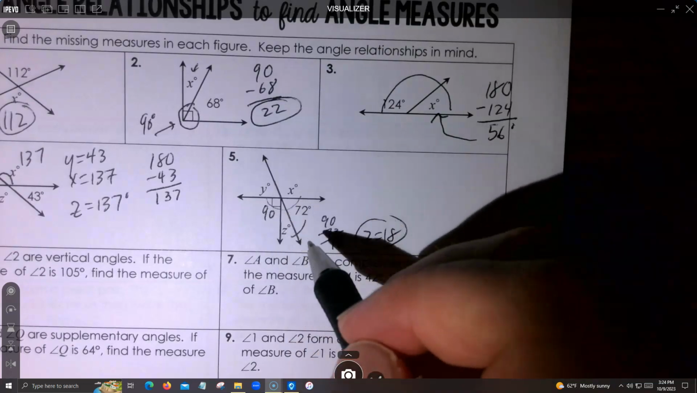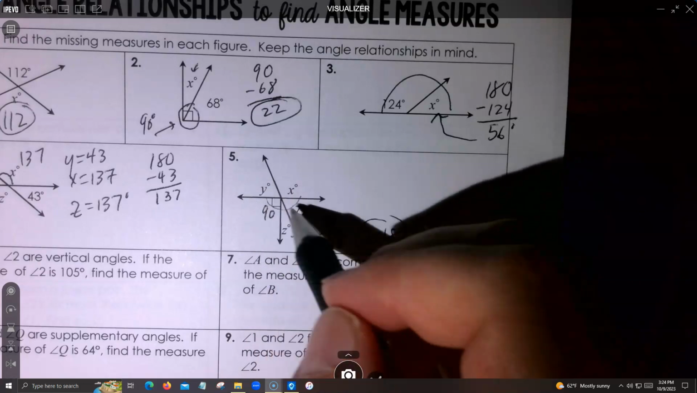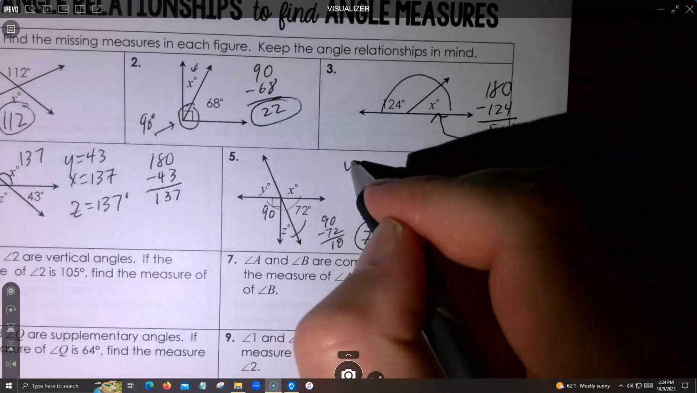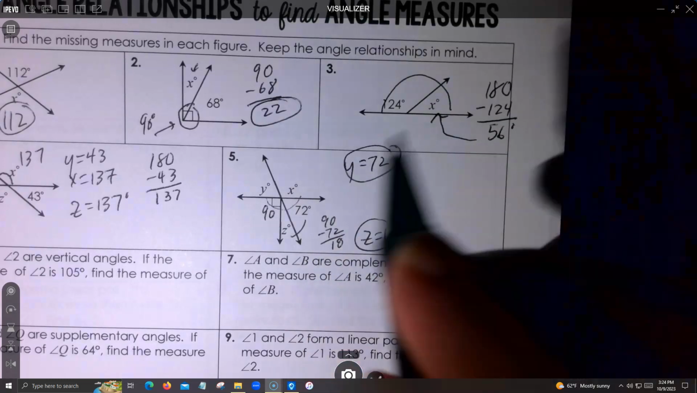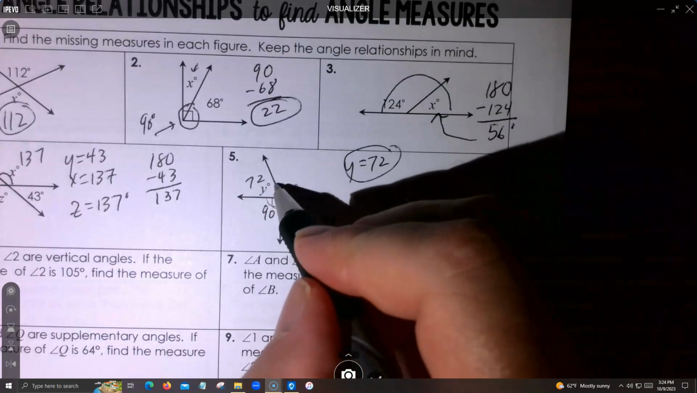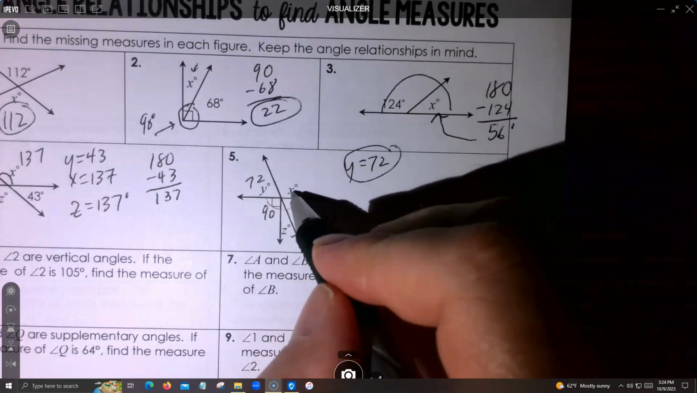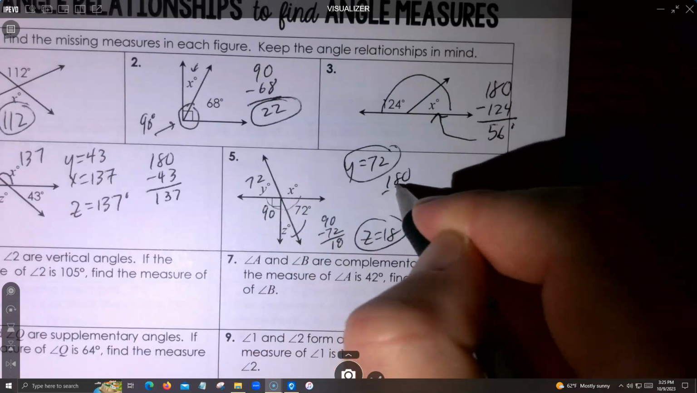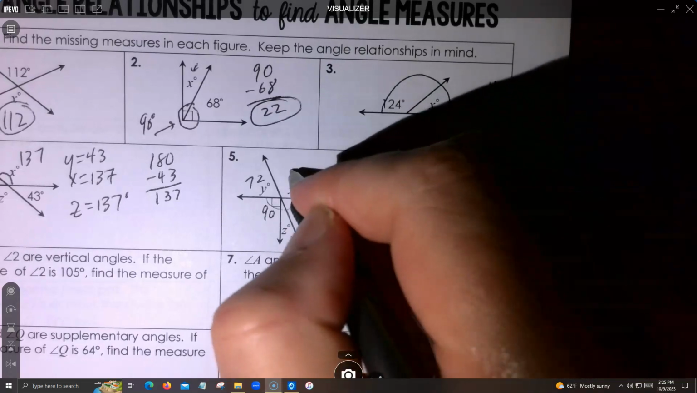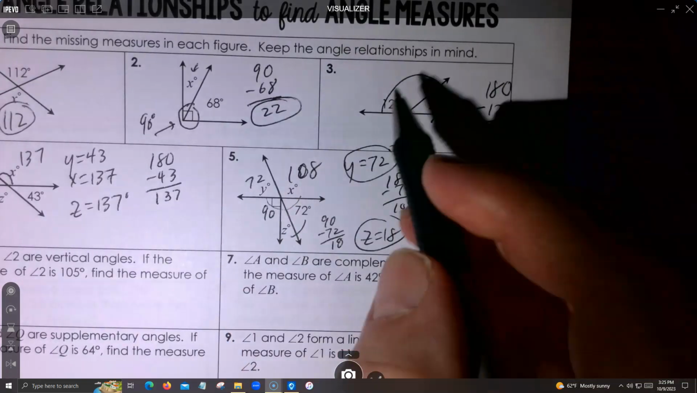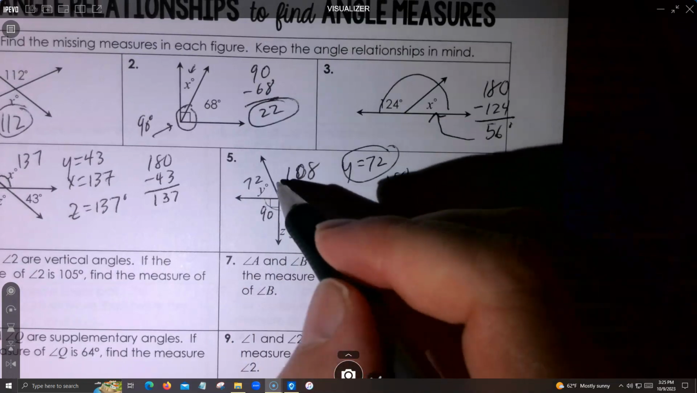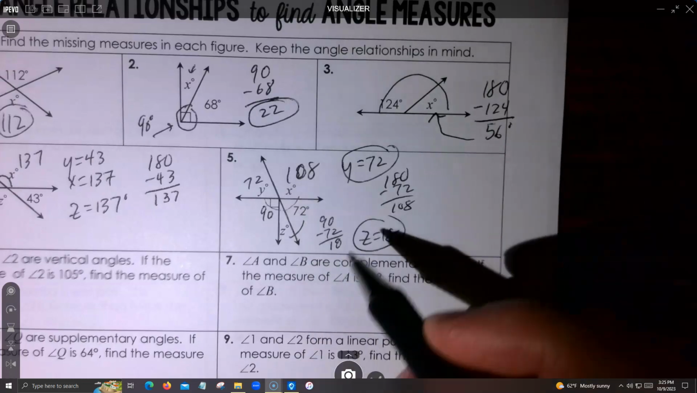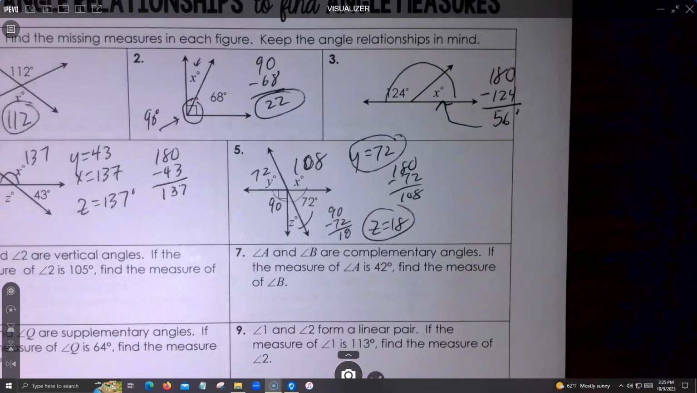All right. I also have to figure out what x and y are. Well, I know y is a vertical angle with the 72, so I know y is 72. Okay, if y is 72 and these two make a linear pair, which means they're supplementary, which means they add to be 180, this is 180 minus 72, so this is 108. The other way you could do it too is these two add up to be 180 degrees, and this is 72, so that's still 180. Okay? All right.